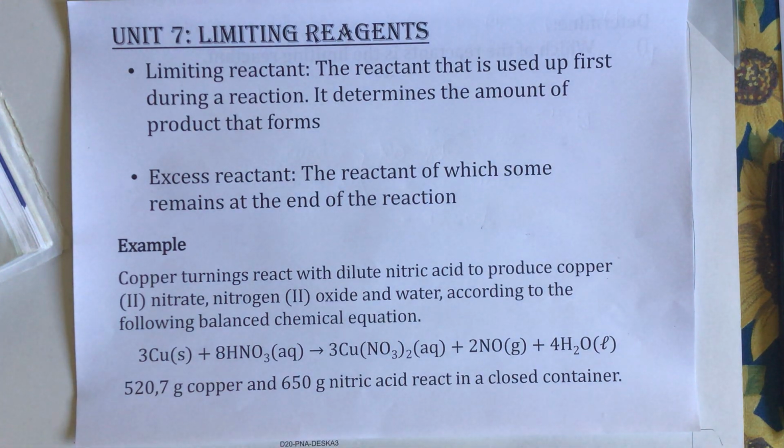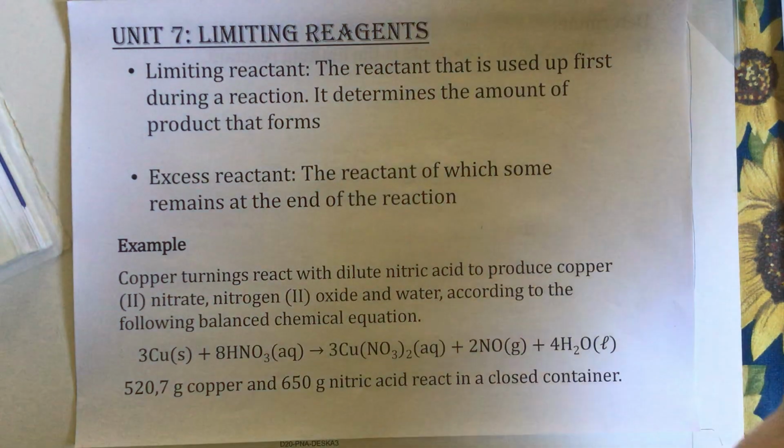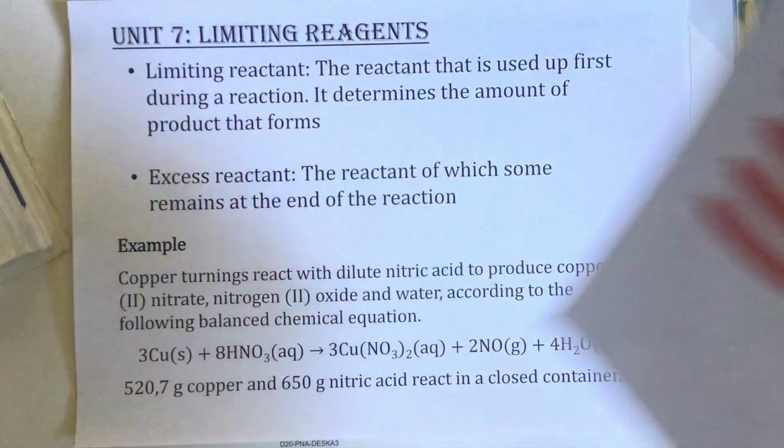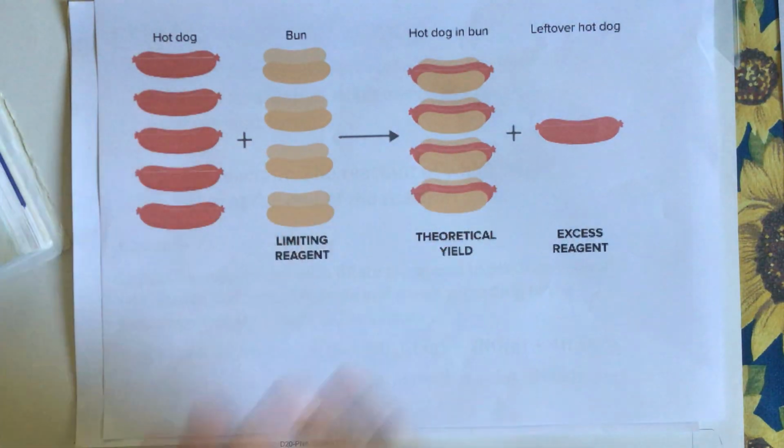Unit 7 is dealing with limiting reagents. Now on page 196 in your textbook, you are given an introduction with a recipe analogy. What they talk about there is exactly what we had before with our hot dogs: a recipe for how to make hot dogs. We need Viennas and we need buns.